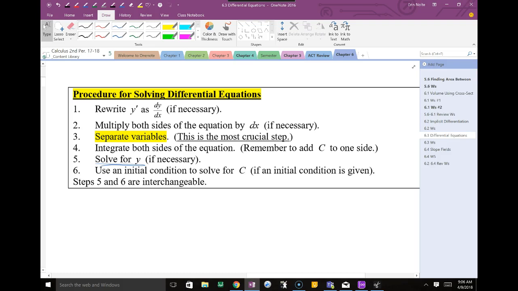Okay, then your third step is that you want to separate your variables, meaning if we're working with x's and y's, we want all of the x's to be on one side of the equation and all of the y's to be on the other. So my dx is with all the x's and my dy is with all the y's.